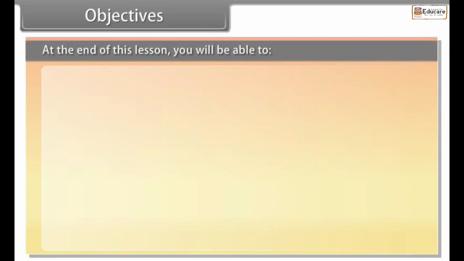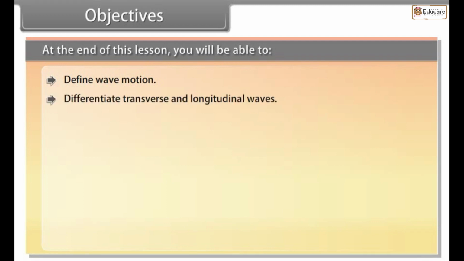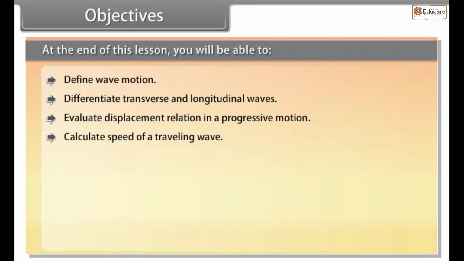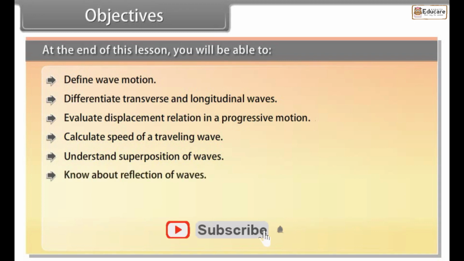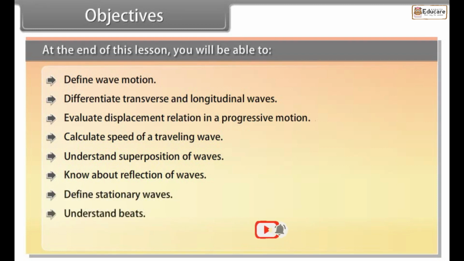Children, today we will study more about the wave. Objectives. At the end of this lesson, you will be able to define wave motion, differentiate transverse and longitudinal waves, evaluate displacement relation in a progressive motion, calculate speed of a traveling wave, understand superposition of waves, know about reflection of waves, define stationary waves, understand beat, analyze Doppler effect.